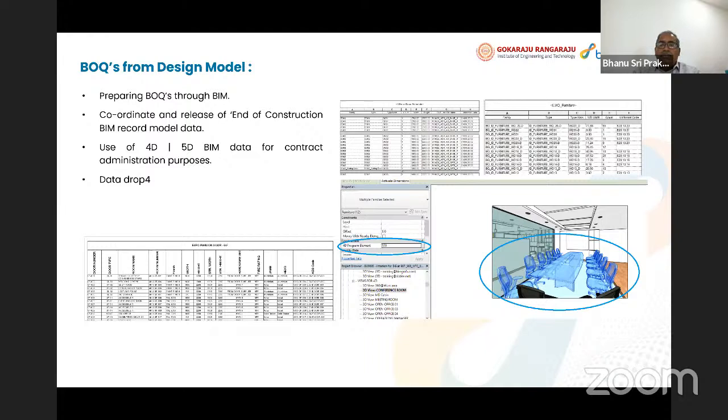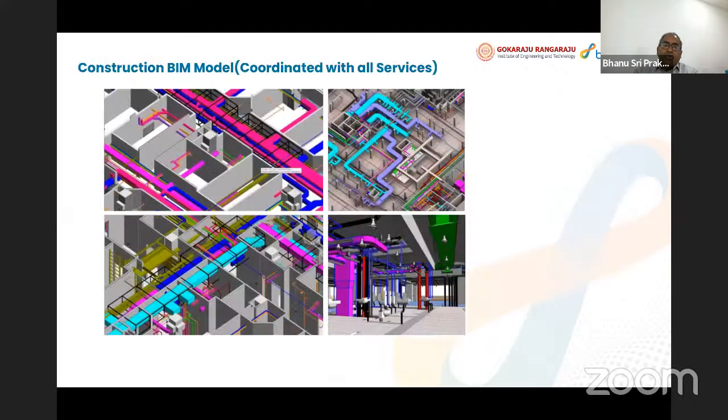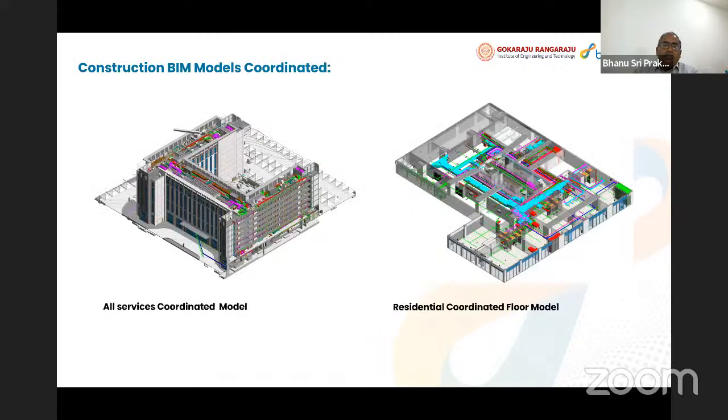Okay, then as I said about BOQ, because the model has this parametric approach, you can create WBS parameters, and you can do BOQs, and you can also do programming like Primavera. The same Primavera can be used for BIM, and you can create 3D-based scheduling. Okay, so these are some of the examples of coordination.